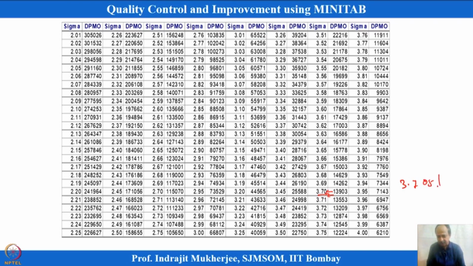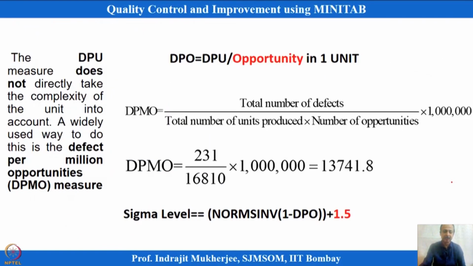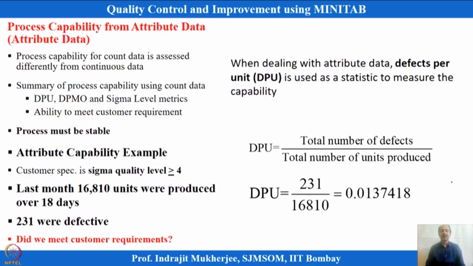So, is it less than 4? Yes, it is less than 4. So, we have not reached the sigma level which was earlier defined. The customer specification says the sigma level for this specific process should be at least equal to 4, and here what we are seeing is that we have not reached that sigma level.